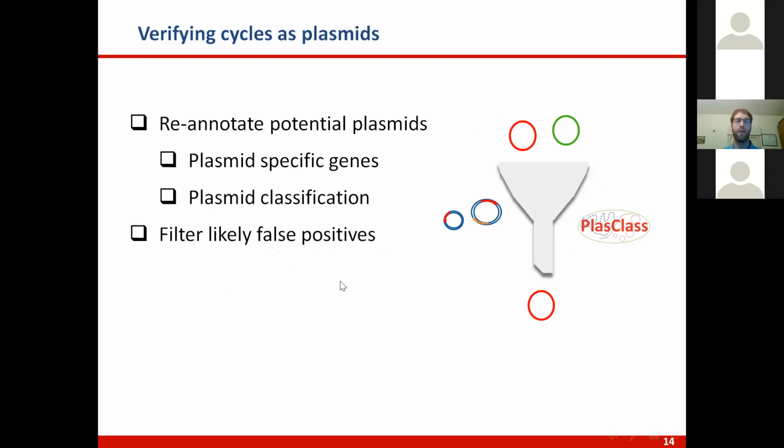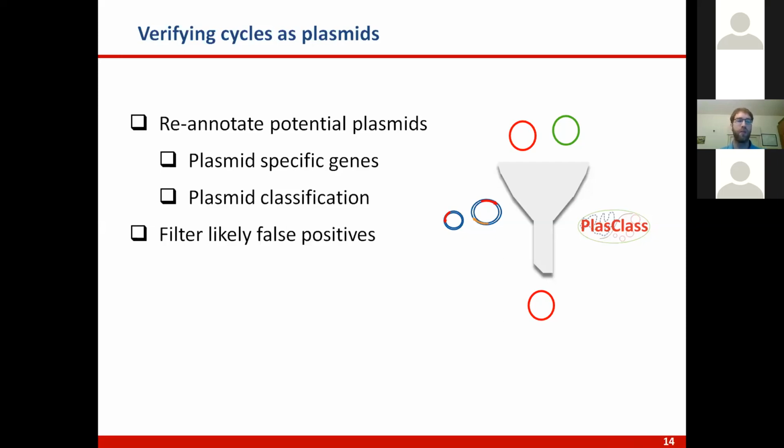Once we've identified a large set of potential plasmids, and SCAPP really generates a very large set, larger than Recycler or previously existing tools, then we need to filter out what we believe to be the false positives in order to create a much more confident and smaller set of plasmid predictions. And we do that again by taking our full-length assembled potential plasmids and looking for plasmid-specific genes on those assemblies, and also classifying the sequence of those assemblies.